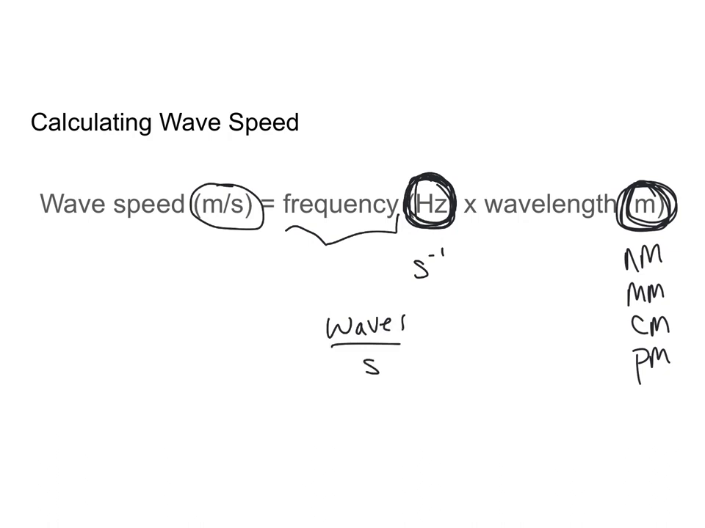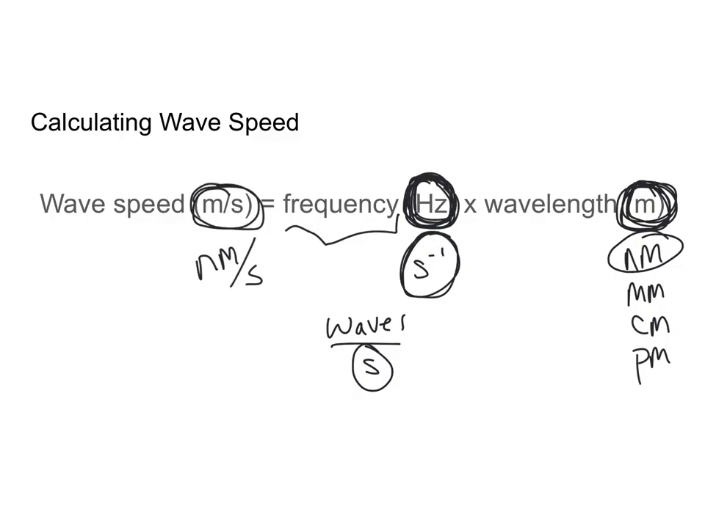Right? And so when we note this seconds down in our denominator, we can show that as s to the negative first. So you might see this every once in a while. That's the same as hertz. But as long as our wavelength is in meters and our frequency is in hertz, our units for wave speed are going to be in meters per second. If my wavelength was in something like nanometers, then my wave speed would be in nanometers per second. They just need to match up. And so we can use this equation to calculate these different properties of our waves.